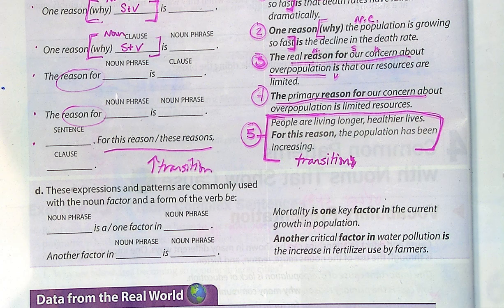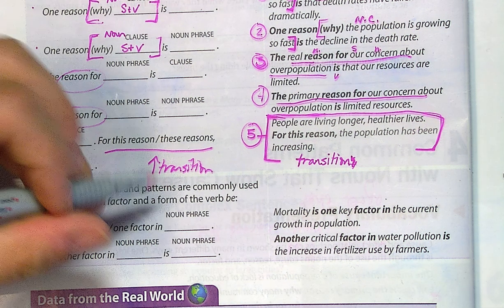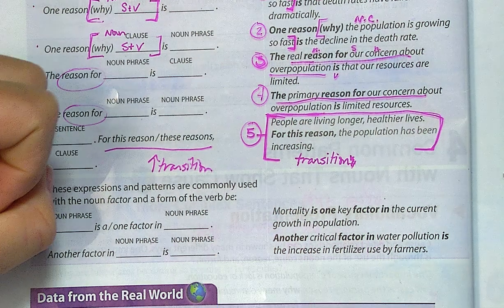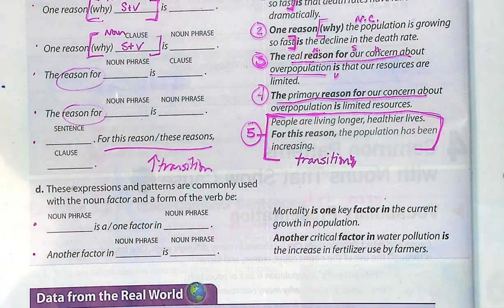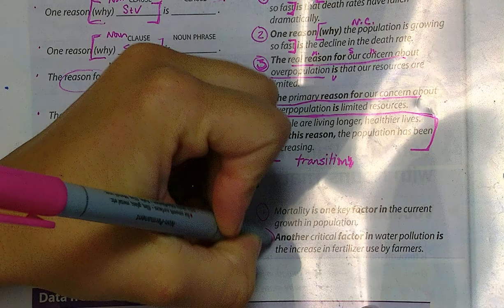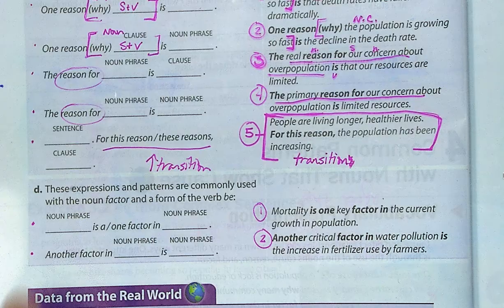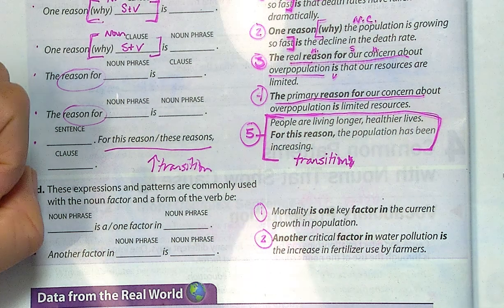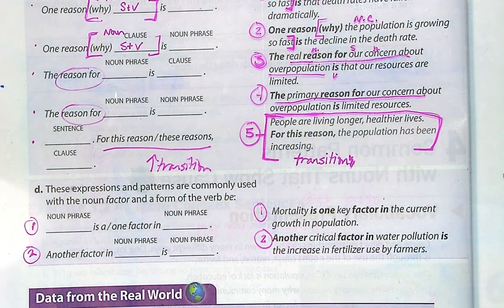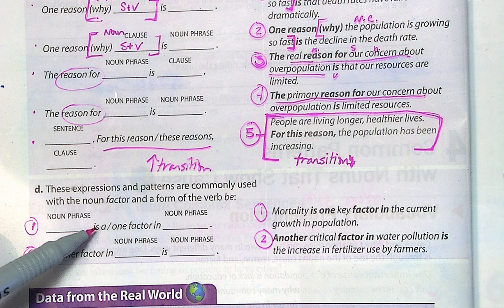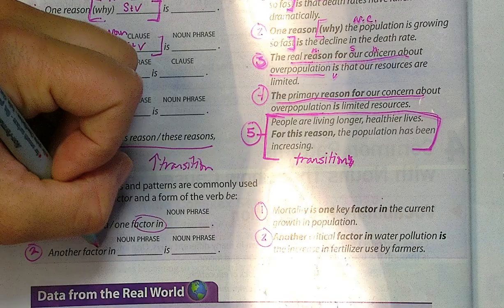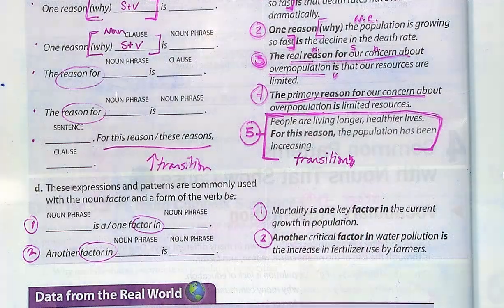These expressions and patterns are commonly used with the noun factor and the verb form be. Blank is one factor in, so this is one style, and one factor in blank is another example. We've got example number 1 over here and example number 2 over here. And we're just showing these two different styles. And these styles are very similar to what we looked at in the first part of part B. So we've got our noun phrase, is one factor in, and again we can see factor in, and then we have our main clause with our be verb.